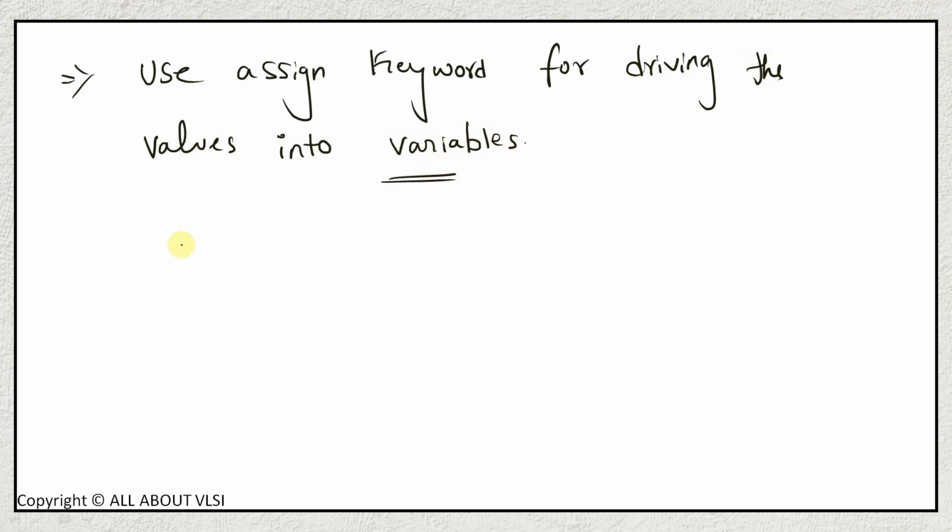For example, let's say we have a wire variable, wire y. What we will do is use the keyword assign: assign y is equal to a.